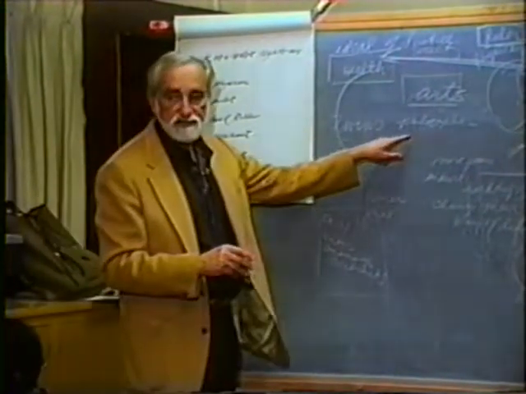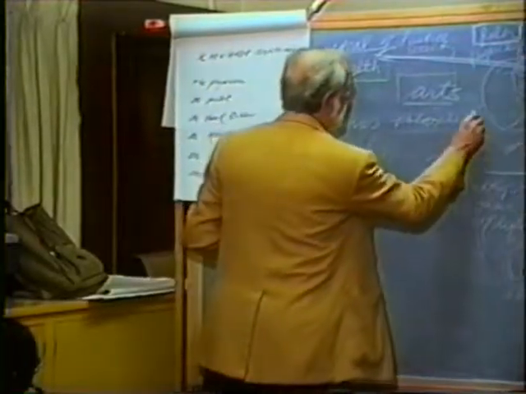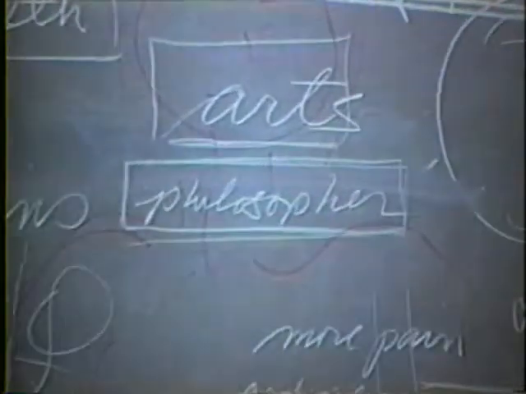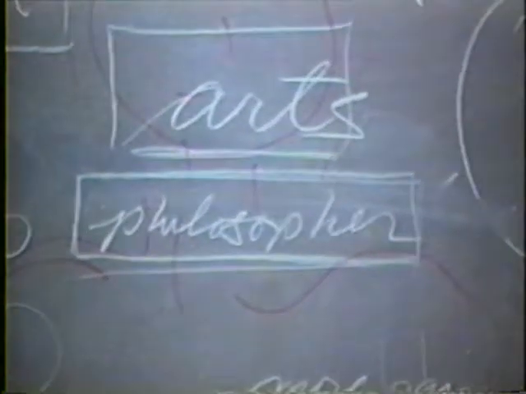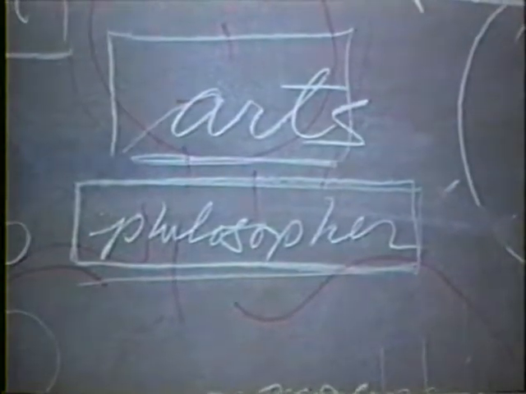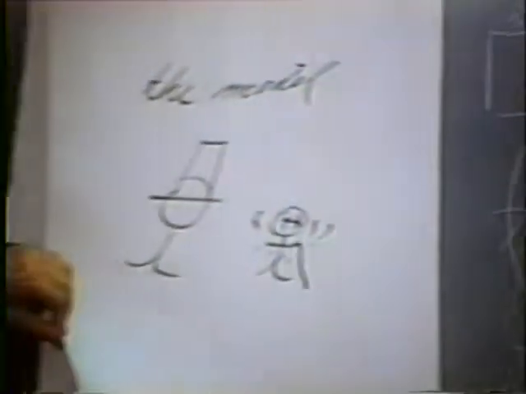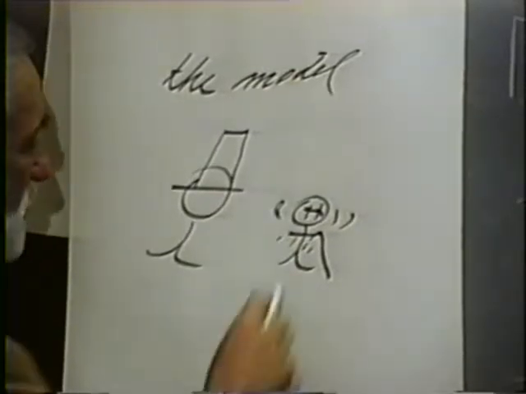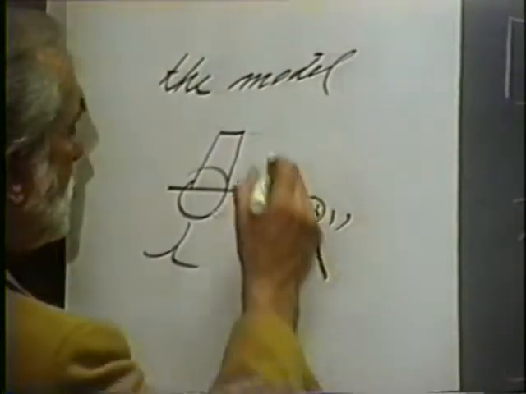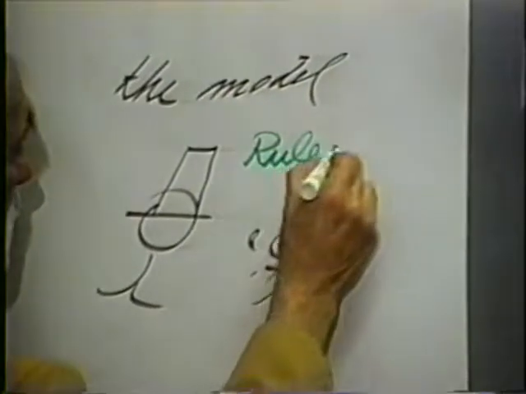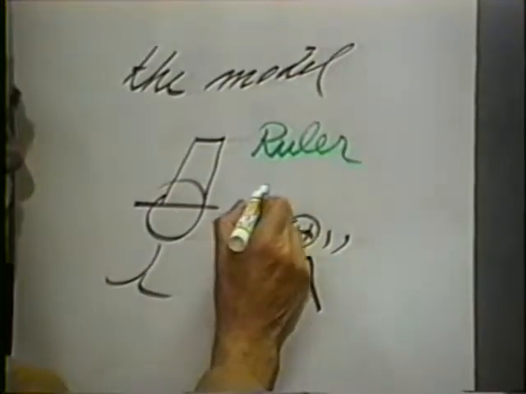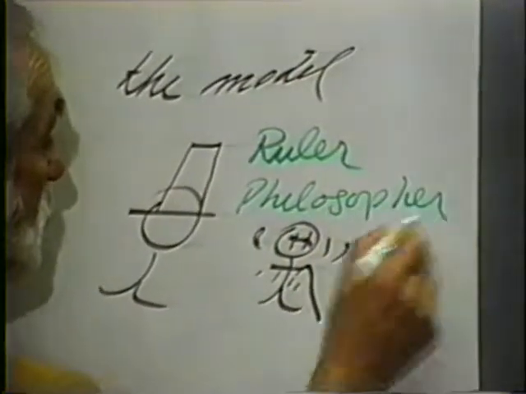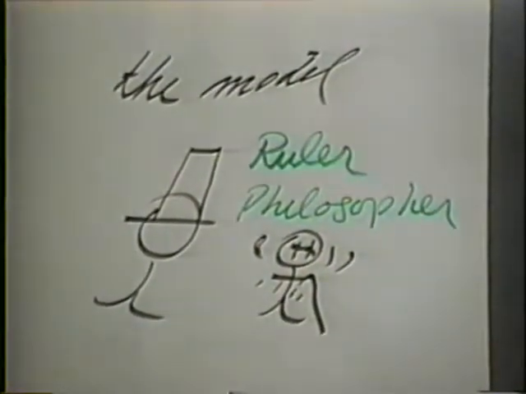Now we're going to push into this level. All right, here we go. Now this is a curious field. We're going to make a little jump here. We're going to go from our model, because now we have something else: the condition for our model now that we put in the ruler and the philosopher. We now need to introduce a new idea.